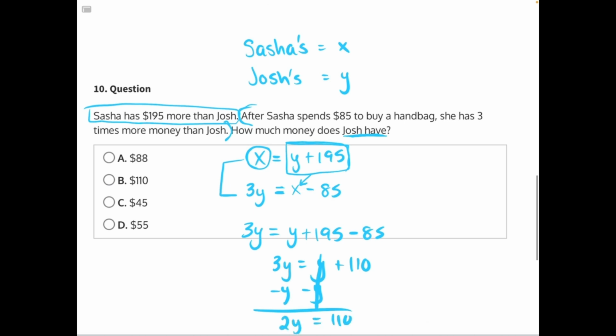We would need to divide both sides. Let me bring it over here since I ran out of room. We would then need to divide both sides, opposite operations, by 2 to get 55 as our final result, making D our correct answer.